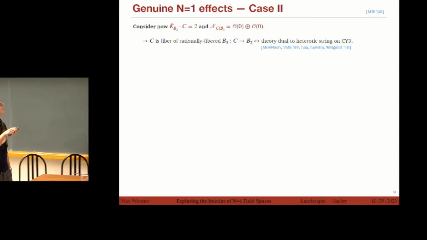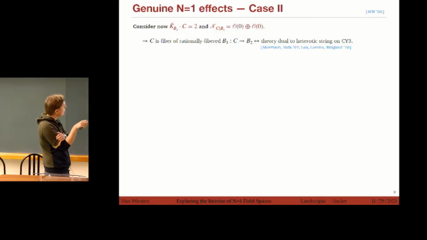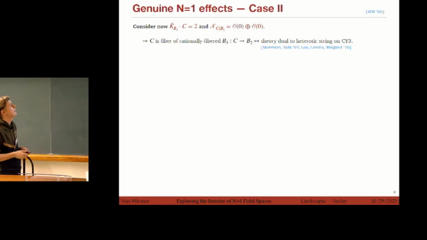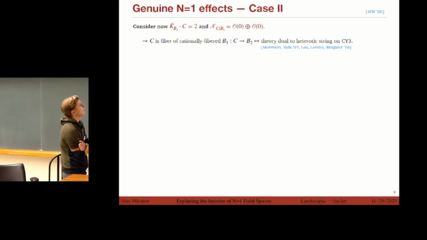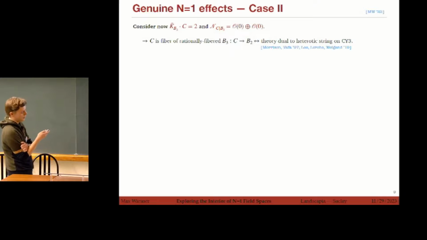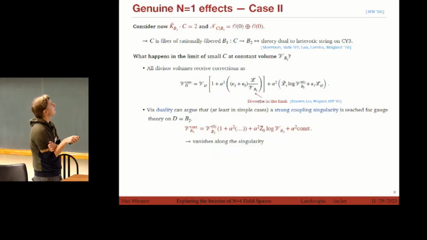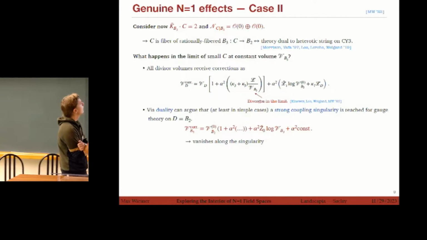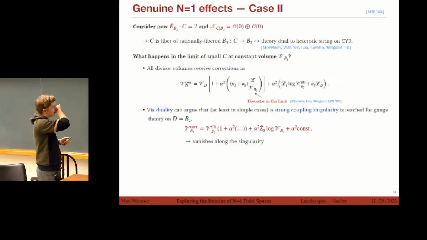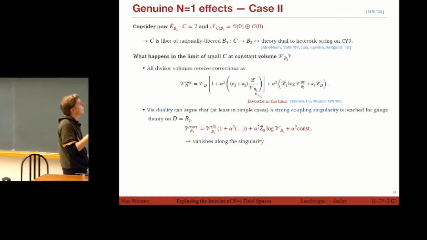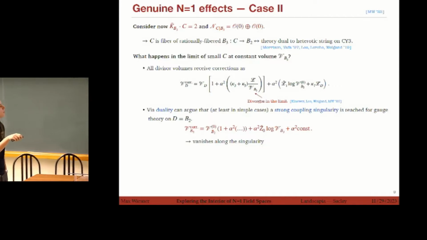Another example could be if we intersect this twice and we take this normal bundle, which means that C is rationally fibered over some base B2, where we have a dual heterotic string theory, which of course was already shown here, but then in the context of the weak gravity conjecture used again and analyzed in detail in this paper. And so what happens here in the limit of small C at constant overall volume is that all divisors, irrespective of whether they contain C or not, get a correction which diverges in the limit.